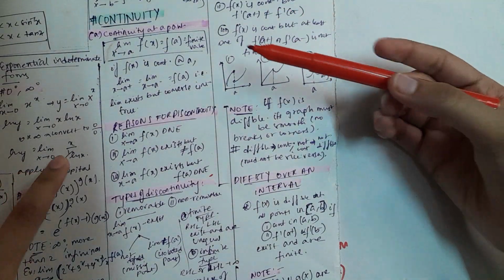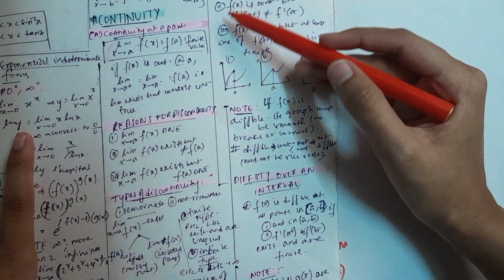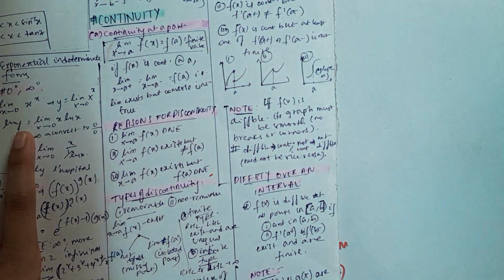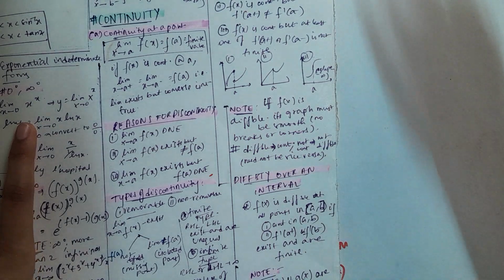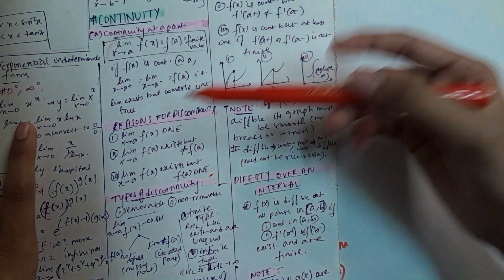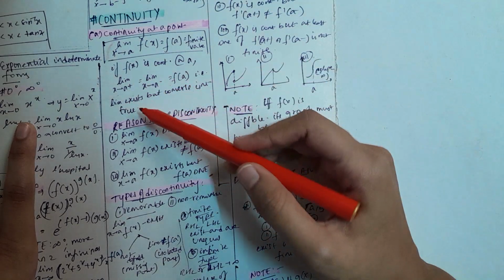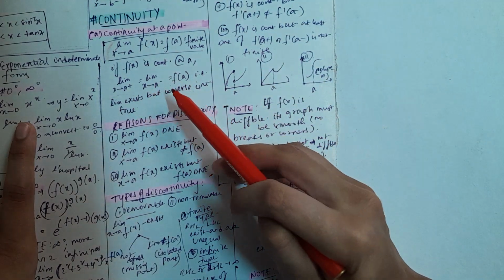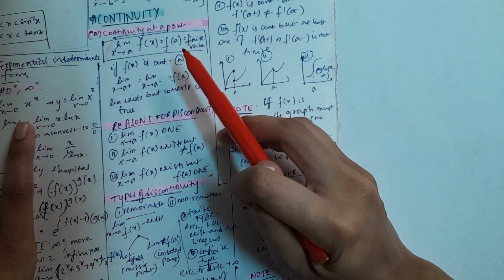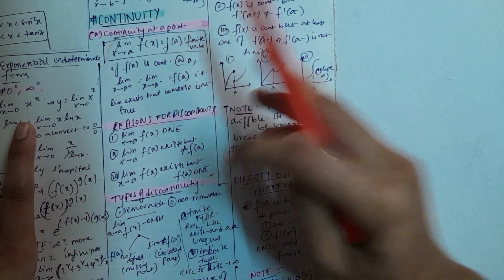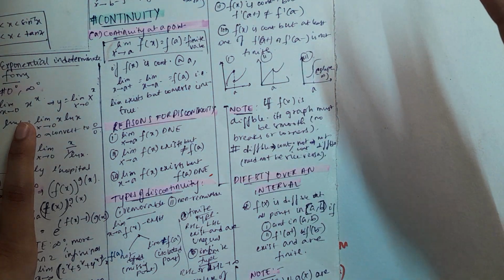Next, continuity. It's a small topic. How do you conclude that a function is continuous at a point? We have to make sure that the left hand limit is equal to the right hand limit, and also the function is defined at that point. Only if these three conditions are satisfied.